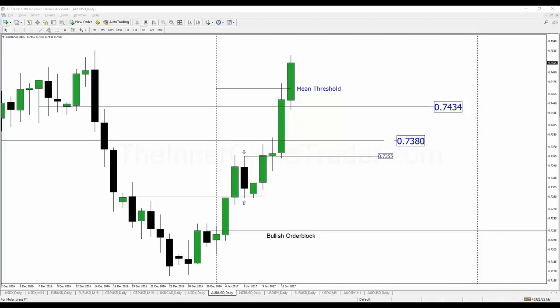What led me to believe that this 74.34 mean threshold was a likely upside objective, and why is this currency a leadership currency? Why did I focus on this one? Why was I talking about this one and not the New Zealand dollar? That's a study for you this week as well. Share that with me on the forum.